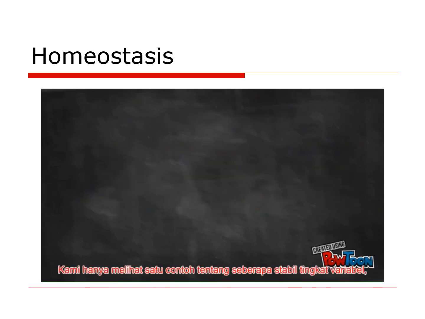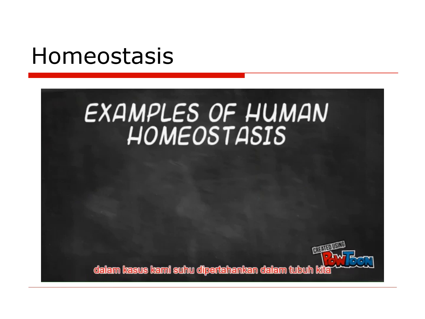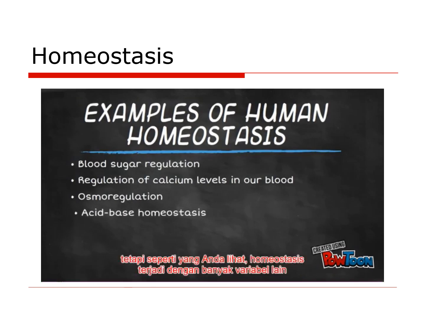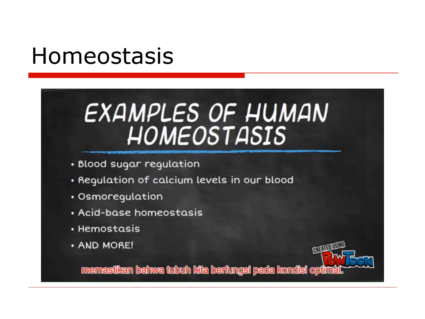We only looked at one example of how stable levels of a variable, in our case temperature, are maintained in our body. But as you can see, homeostasis occurs with many other variables, ensuring that our bodies function at their optimal condition.